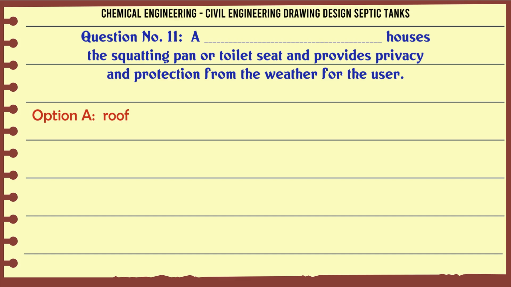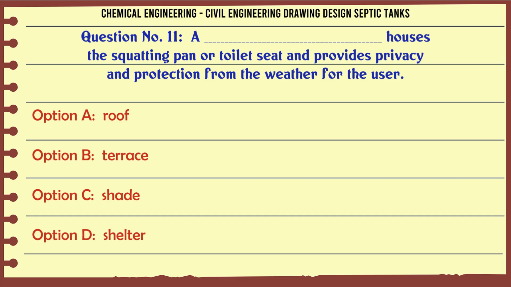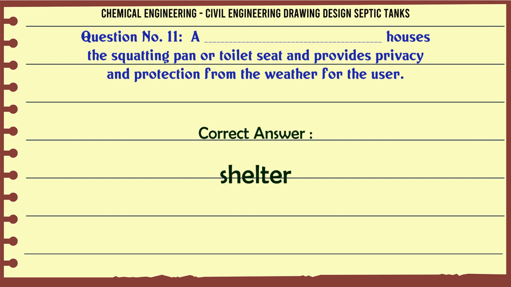A house is the squatting pan or toilet seat and provides privacy and protection from the weather for the user. A. roof. B. terrace. C. shade. D. shelter. The correct answer is shelter.